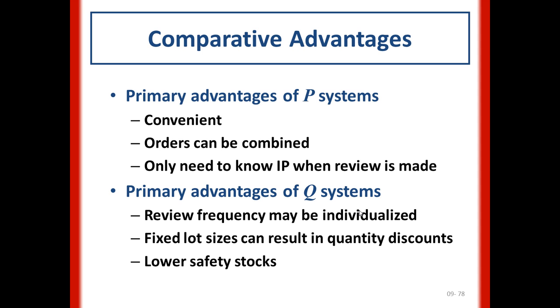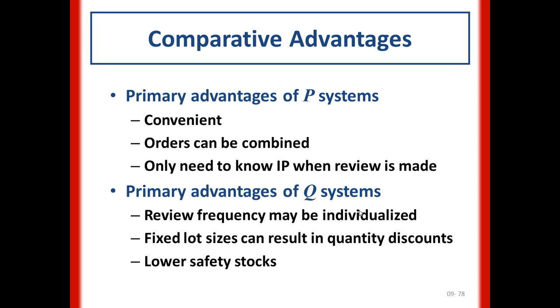The Q system, on the other hand, is preferable in situations when demand is high. When demand is high, a more precise inventory system is needed. Inventory must be reviewed frequently.